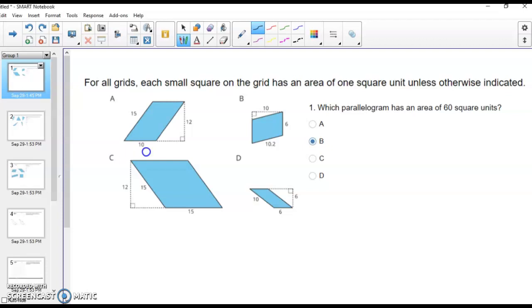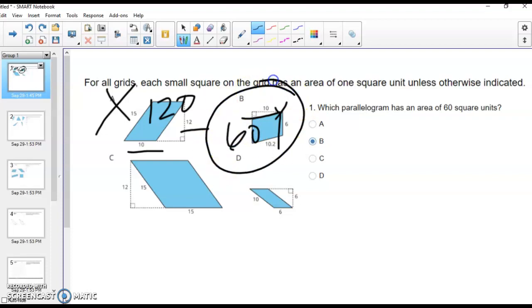So here we have a base of 10 and a height of 12, and 10 times 12 is 120. That does not work. That does not give us an area of 60 square units. Here we have a height of 10 and a base of 6. So 10 times 6 is 60. That does work. Here we have a base of 15 and a height of 12. 12 times 15 is 180. That does not equal 60.